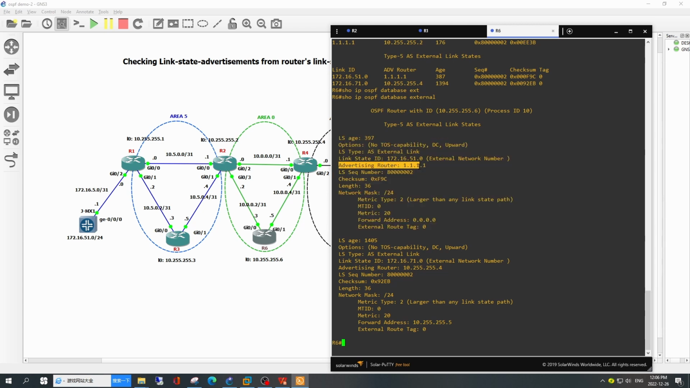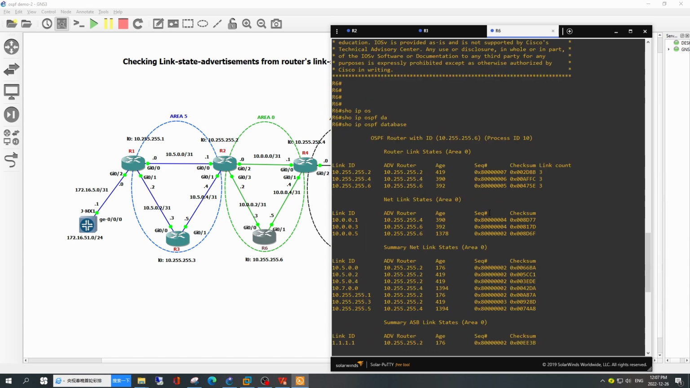So advertising router is 0.0.0.0. So the forwarding address, advertising router is 1.1.1.1. That was R1. So forwarding address is 0.0.0.0. That means the next hop should be pointing to the 1.1.1.1. So for this R6, to build its shortest path tree, they need to know what 1.1.1.1 is. So that is where the type 4 comes into play.